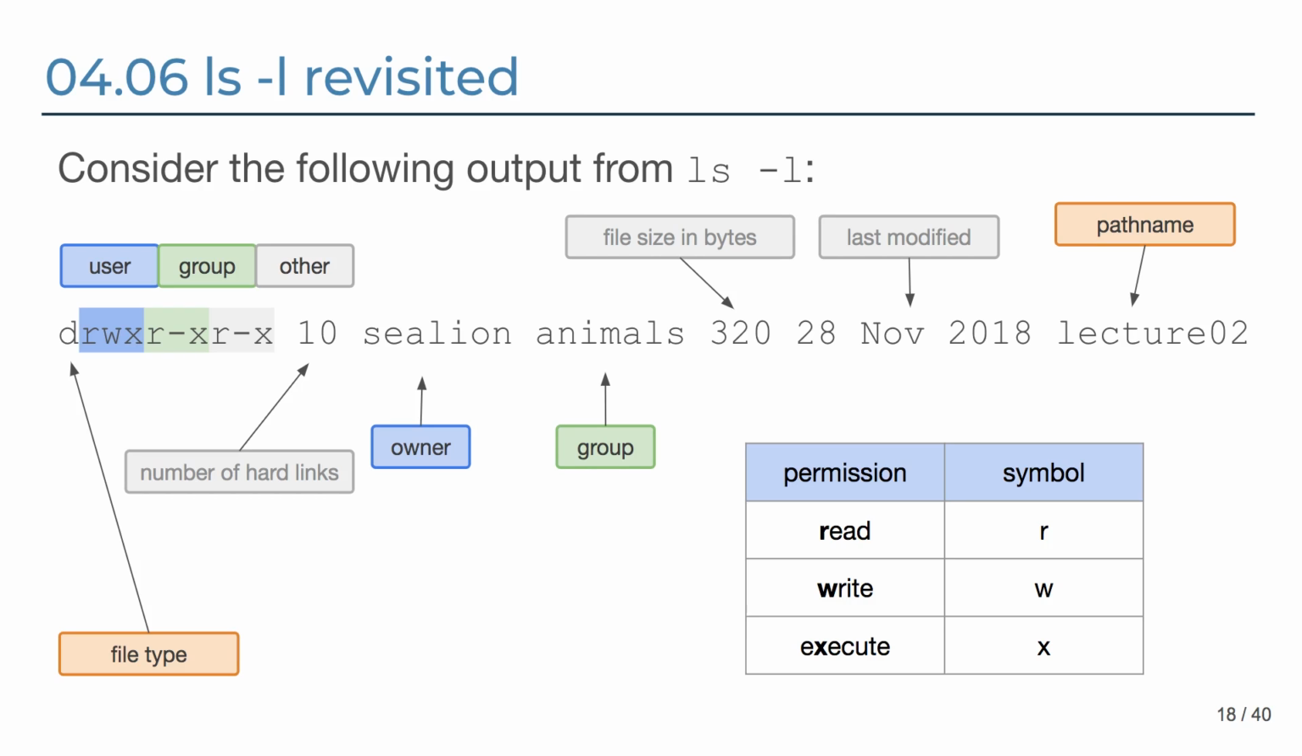So again, we have here an example using list long format where we have this time a directory. We have the writes. Then, as I said, this number is the number of hard links, but don't care about this yet. We'll talk about this later in the lecture. Then we have the owner, the group, and we have file size, last modified, and path name. So this is one complete example dissected.